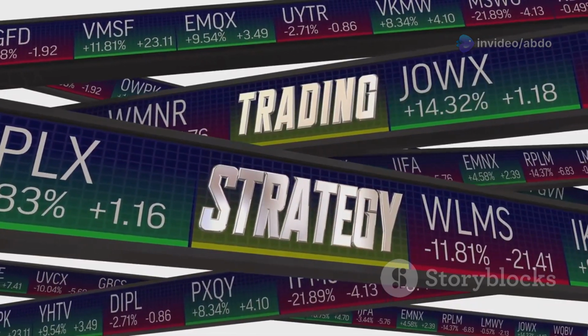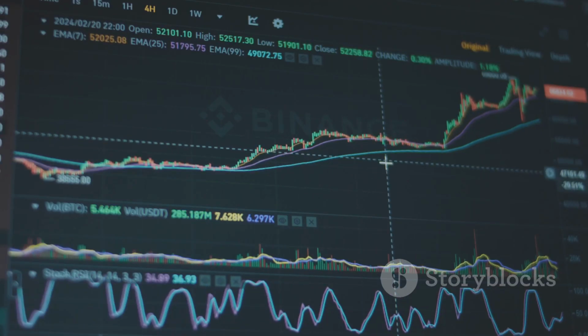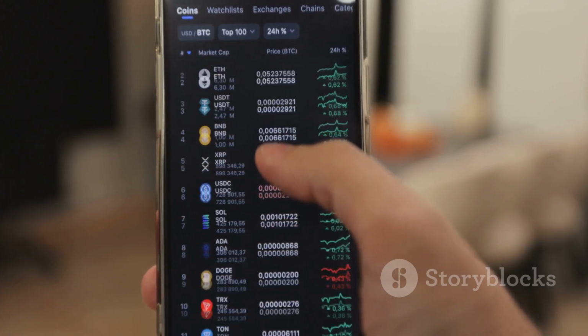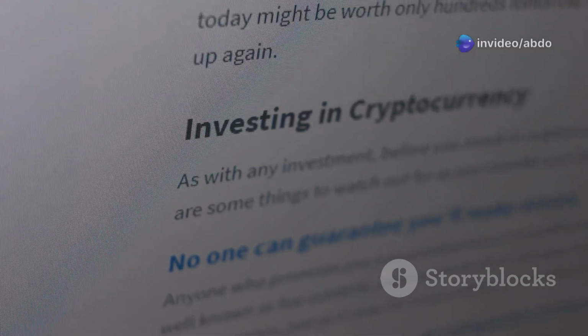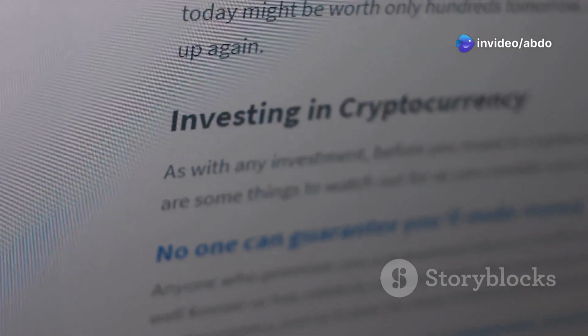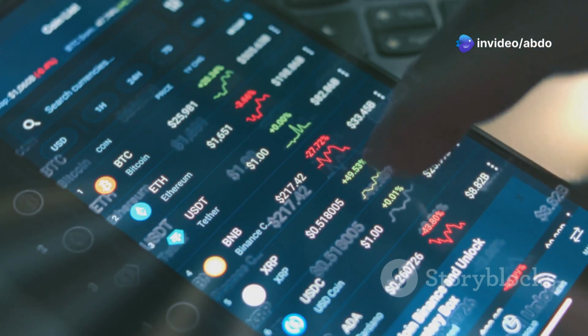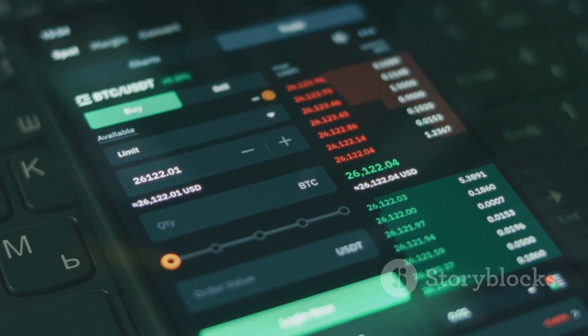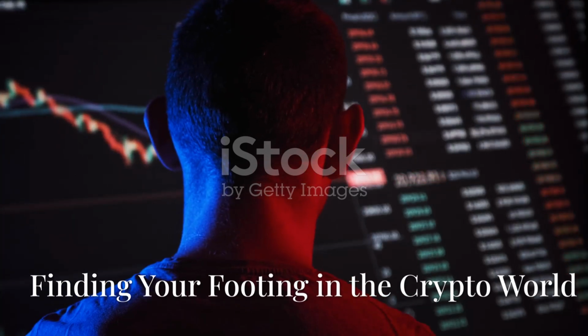Stay informed. The cryptocurrency market is highly volatile and constantly evolving. Stay updated on market trends, news, and regulations. Remember, trading cryptocurrencies involves inherent risk. Never invest blindly or based solely on hype. Do your own research, understand the risks, and trade responsibly.